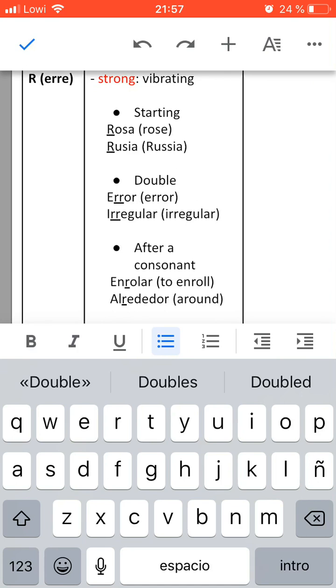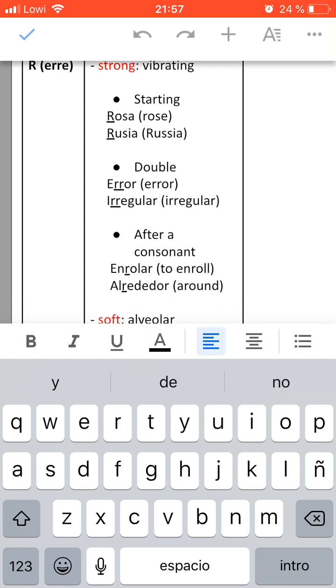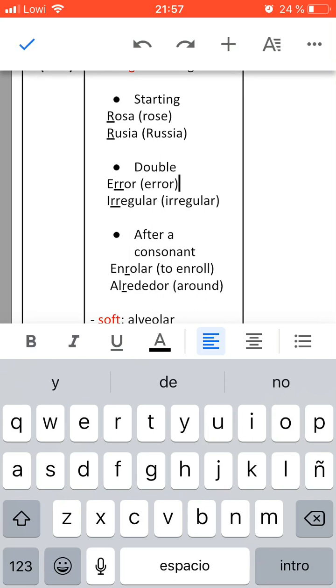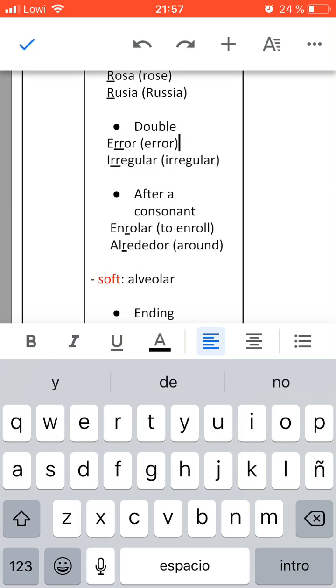The next condition for making a strong, vibrating R is that it has to be double, in words like error, which means error, and irregular, which means irregular. Error, irregular. And it's also vibrating if it goes after a consonant. We see it in words like enrolar, which means to enroll, and alrededor, which means around.